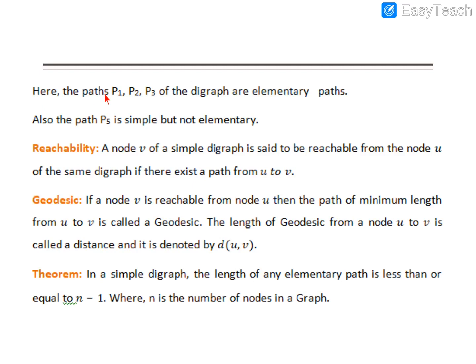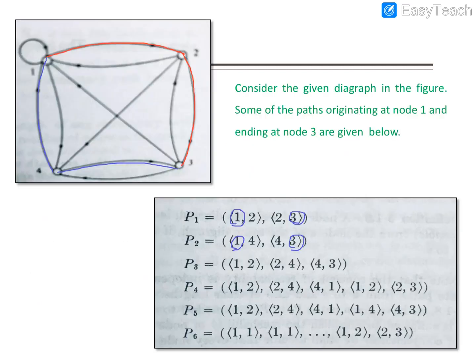In the paths that we have discussed before, paths P1, P2 and P3 of the digraph are elementary paths, because no nodes are repeating in these paths. The first path is 1, 2, 2, 3. The second path is 1, 4, 4, 3. The third path is 1, 2, 2, 4 and 4, 3. So here nodes are not repeated. Therefore P1, P2 and P3 are called elementary paths.